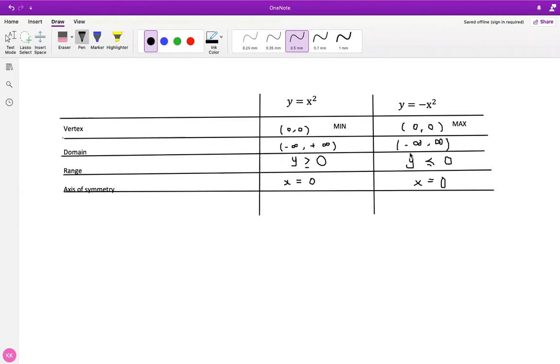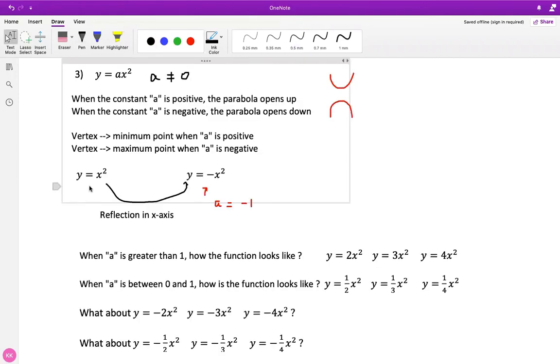The domain is all x values. The range is y less than or equal to 0. The axis of symmetry is the same as for y equals x squared because the x value is 0 at the vertex. Also pay attention to this example: if I reflect y equals x squared in the x-axis, I get y equals negative x squared.